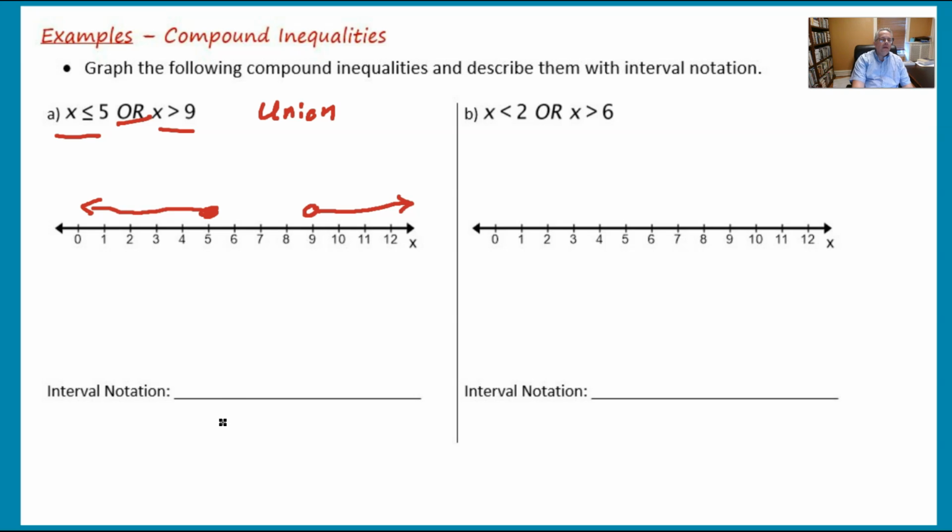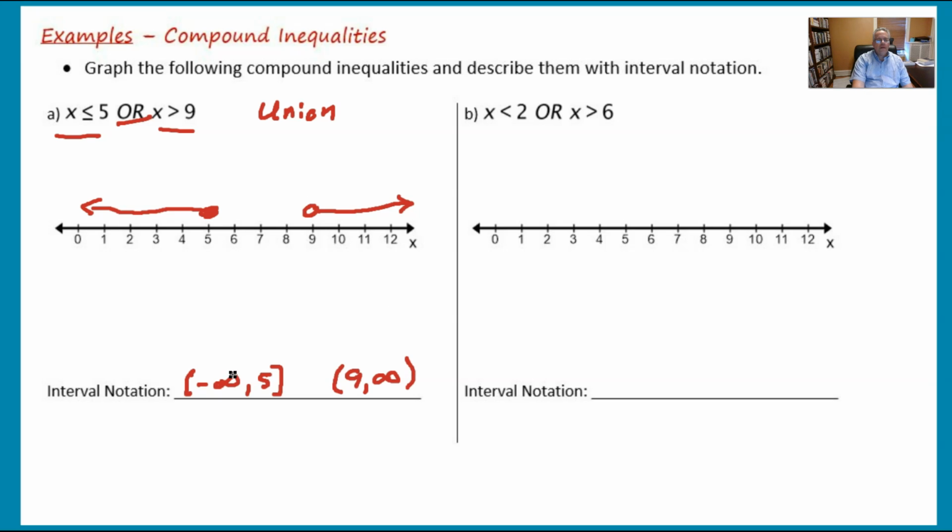In interval notation, we represent x less than or equal to 5 like this, with an open parenthesis, negative infinity, 5 with a square bracket. And we represent the second inequality, x greater than 9, with a curved parenthesis, a 9, and a positive infinity. That's because the first inequality comes from negative infinity and goes up to 5. That's what this interval notation means. The second inequality starts at 9 and goes up to infinity.